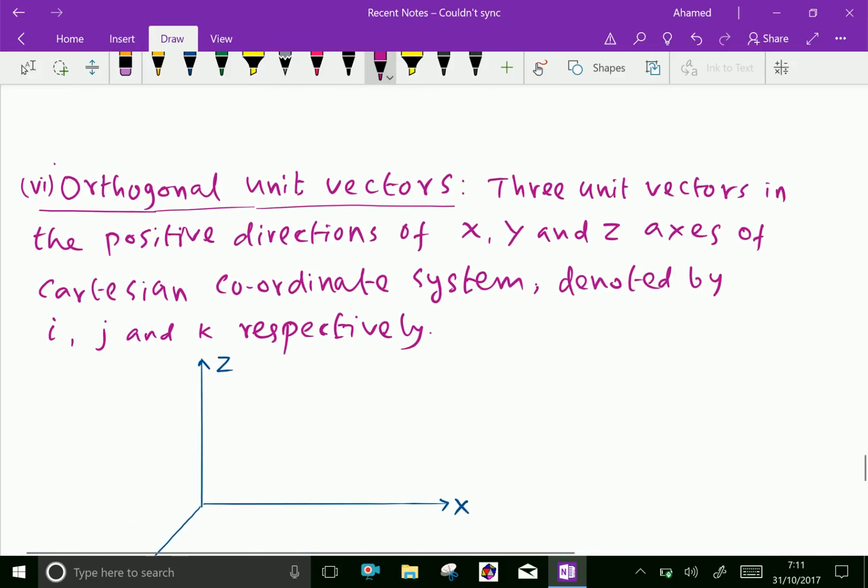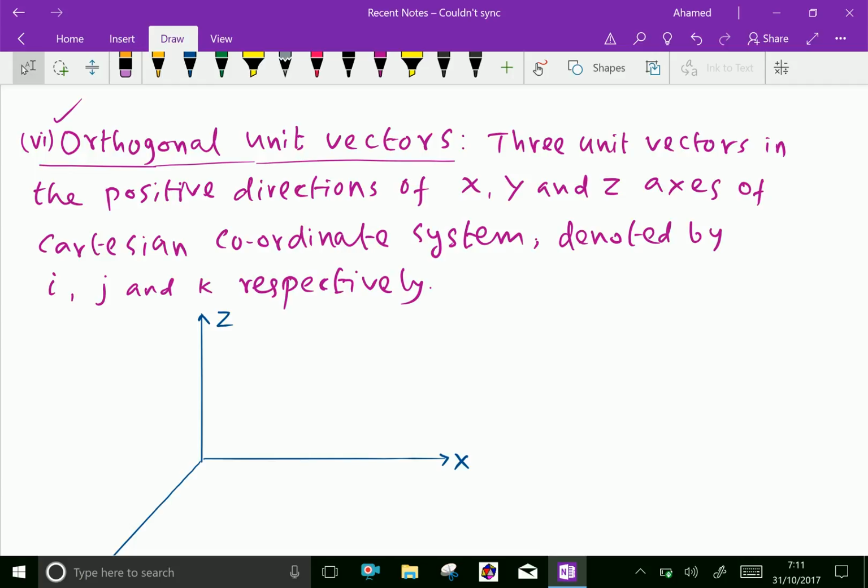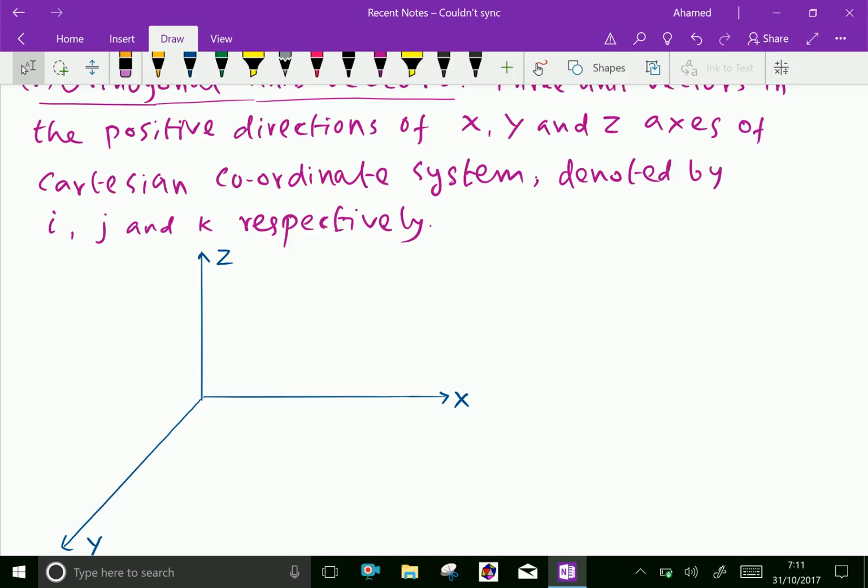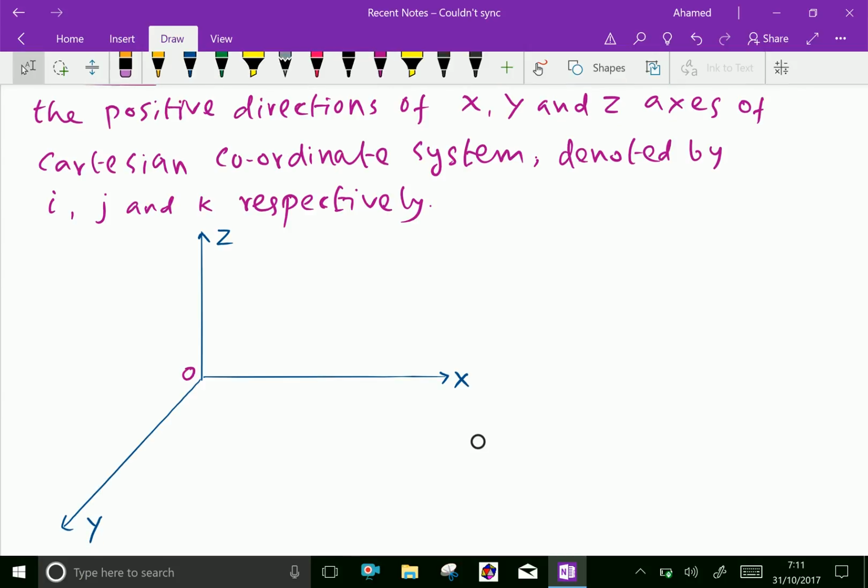Next one, orthogonal unit vectors. These are 3 unit vectors in the positive directions of the x, y and z axes of the Cartesian coordinate system, denoted by i, j, k respectively. Suppose consider this figure. Here is the origin in 3 dimensions. The horizontal is the x-axis, perpendicular to the horizontal is the y-axis, and perpendicular to both x and y is the z-axis. Each is spaced 90 degrees apart.